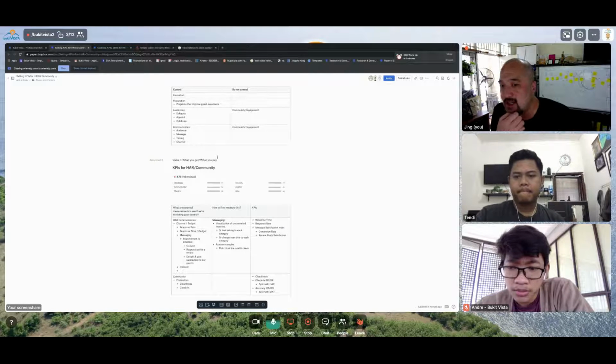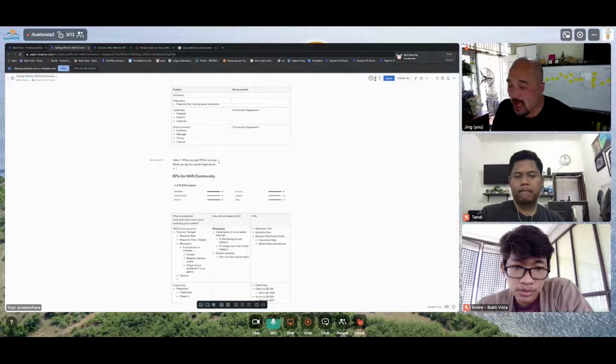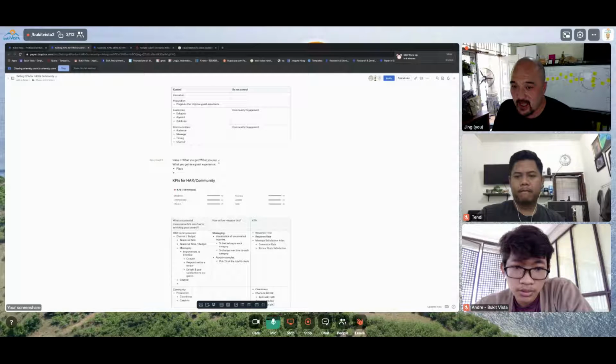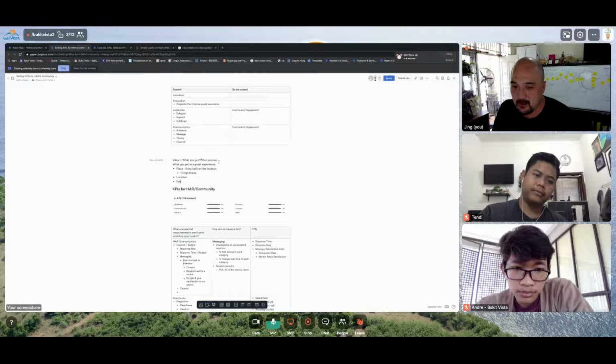Okay, what you get. Now let's break it down into what you get in terms of a trip, what you get in terms of a guest experience. What do you get? You get a place. You get a location, I guess. You know, place meaning the thing built on the location. And then there are the things inside, right? And then there's maybe the people and the community around it. Like a Maslow pyramid again, right?